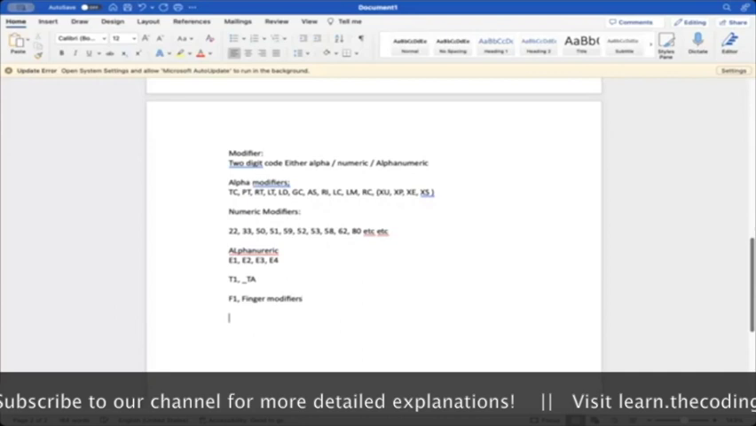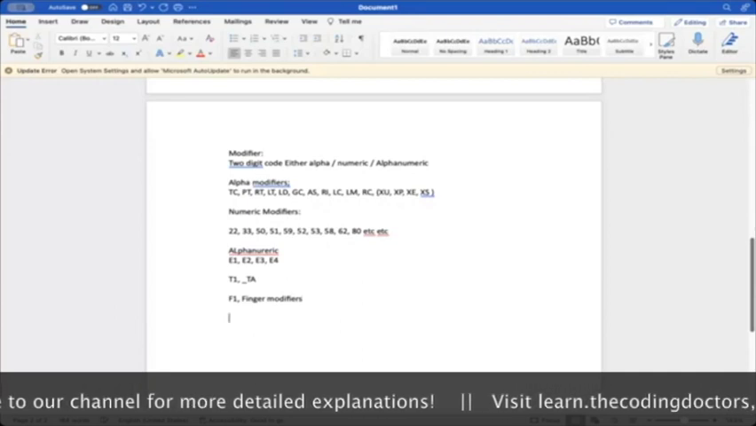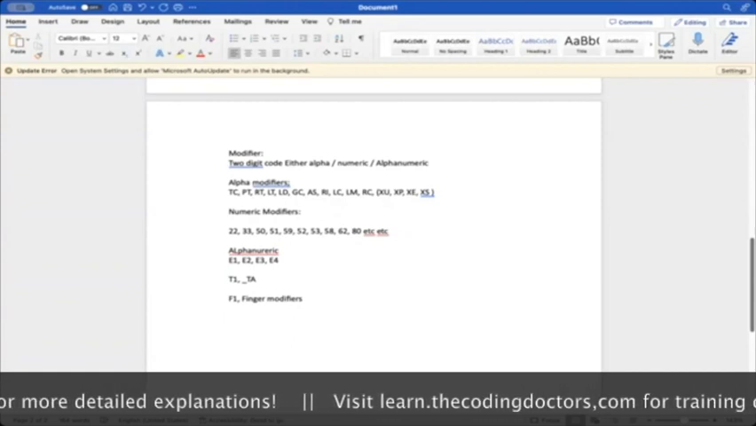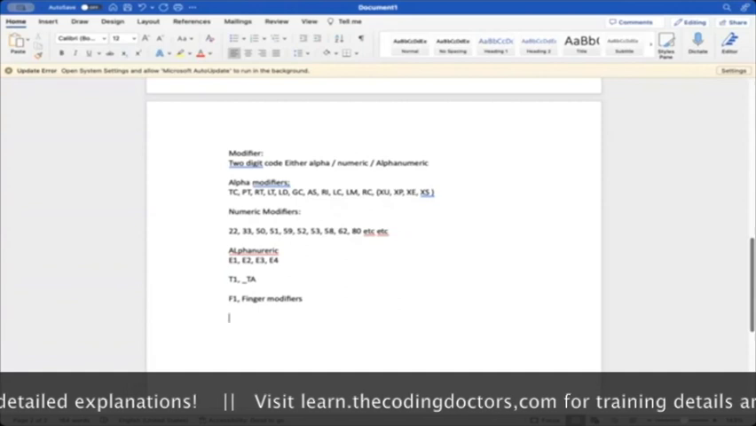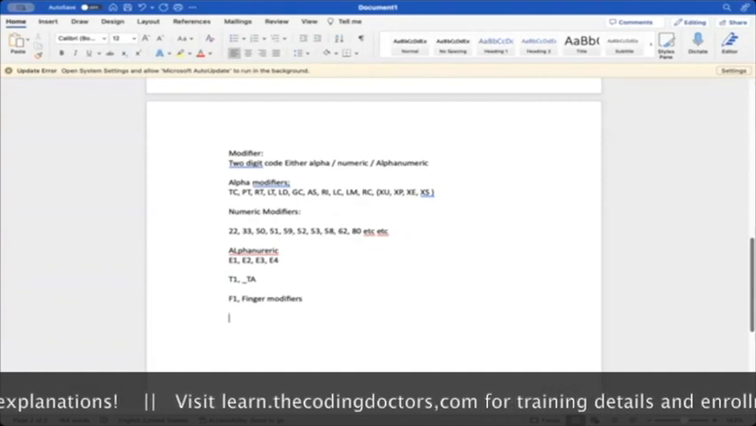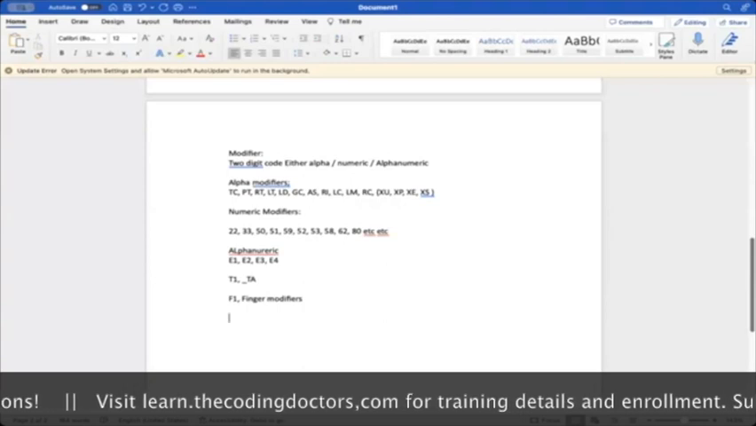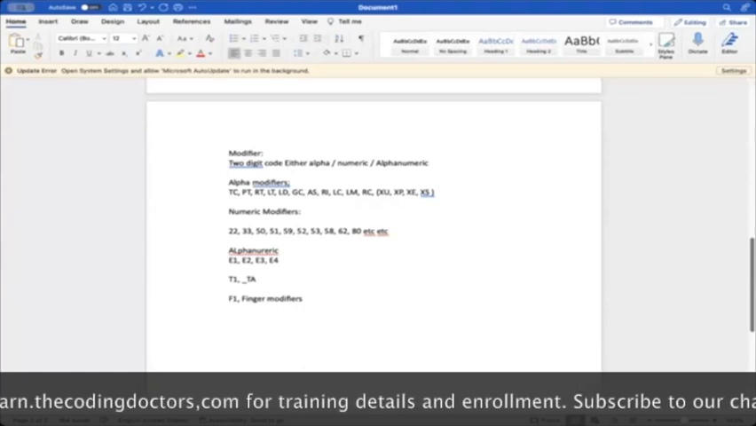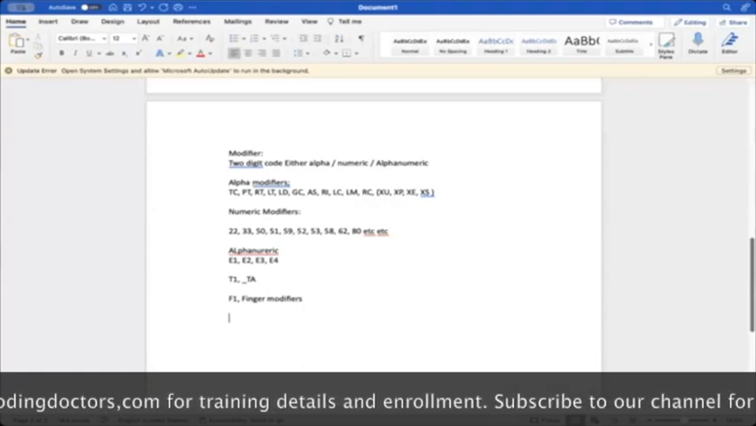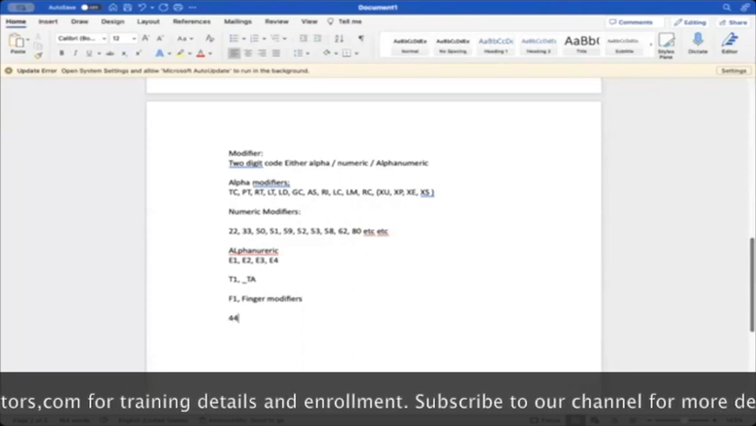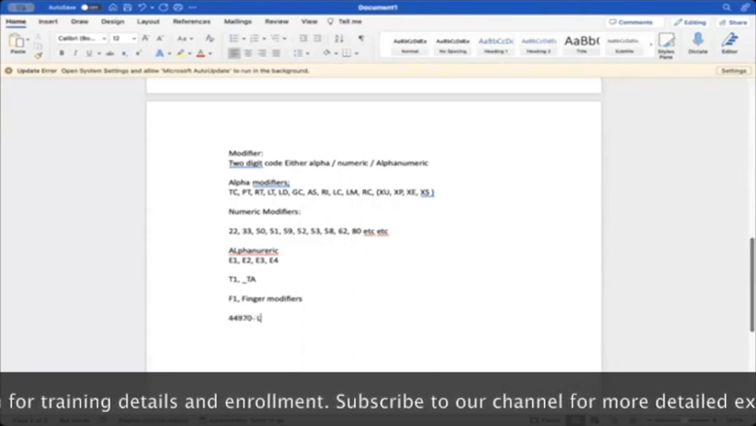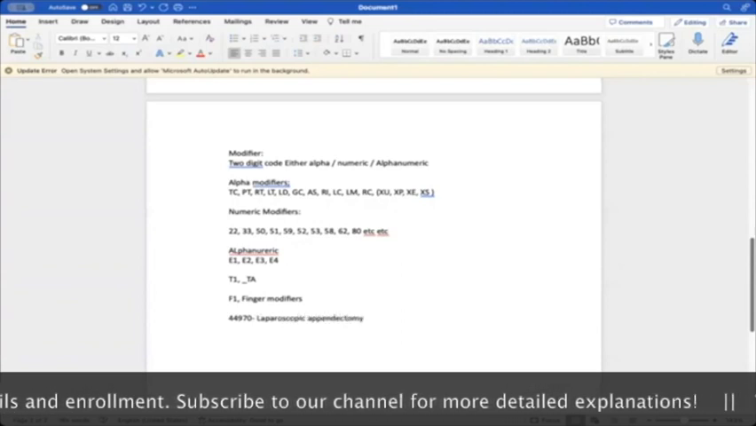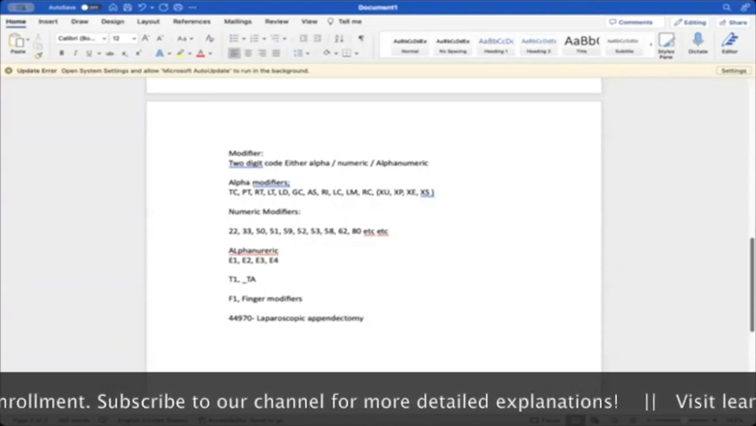Why do we need to append the modifiers? A modifier is a two-digit code, either alpha, numeric, or alphanumeric, which will be given to the CPT code for a particular service, for providing additional information about the service. Applying a modifier will not change the exact definition of the CPT code. For example, 44970 is the laparoscopic appendectomy code.